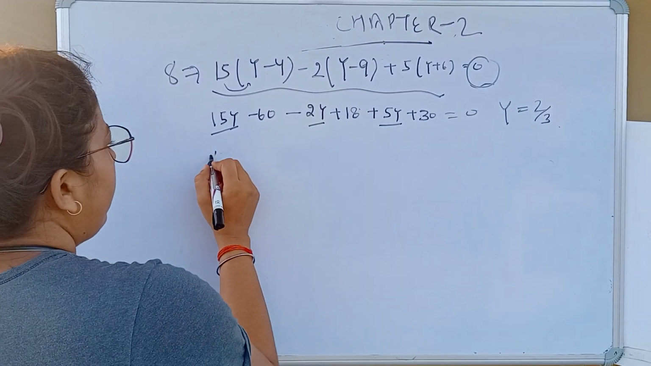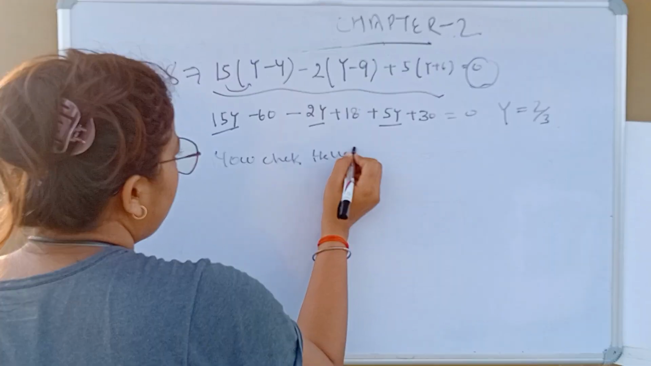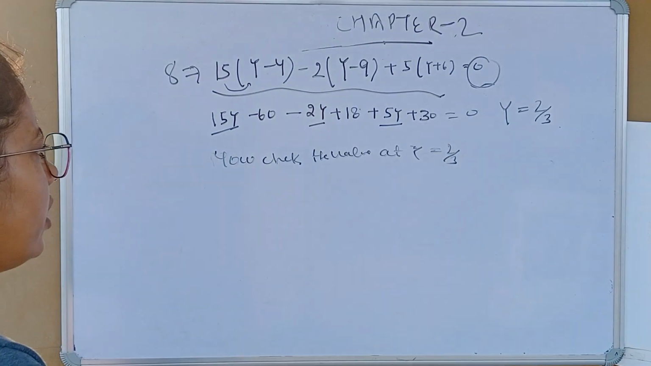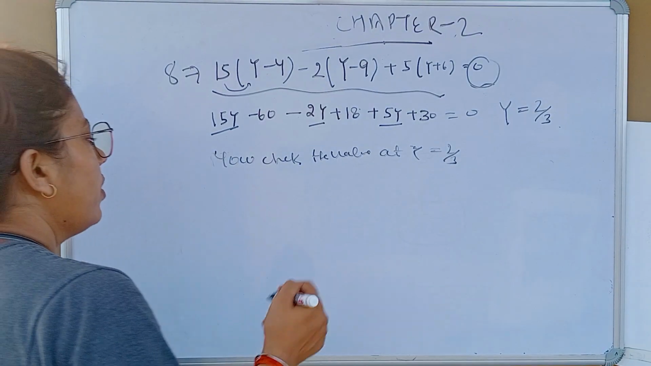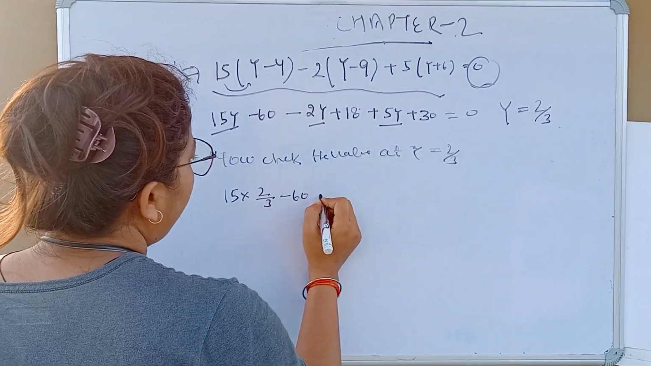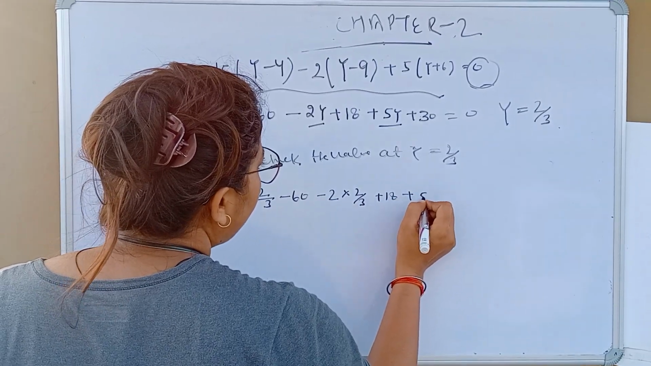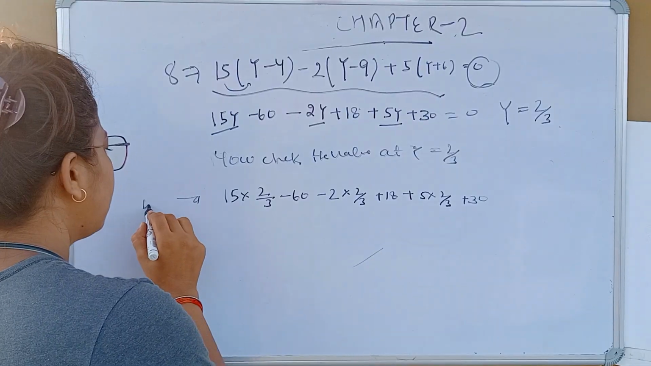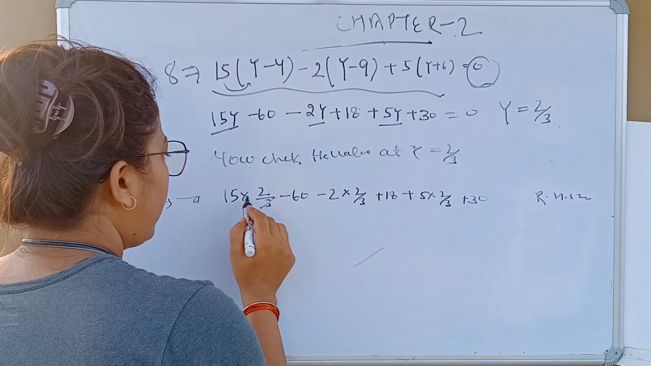So what we write here? Now check the value at y is equal to 2 by 3. So what we do? 15 multiplied by 2 by 3 minus 60, minus 2 multiplied by 2 by 3 plus 18, plus 5 multiplied by 2 by 3 plus 30. Okay, that is the LHS portion. In RHS, given is 0. So we can cancel out the 5.